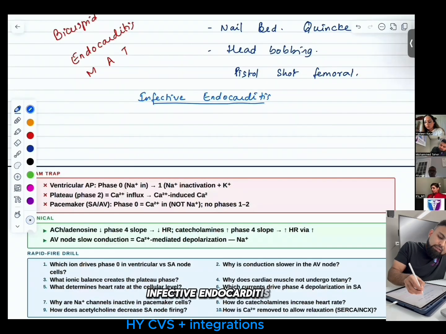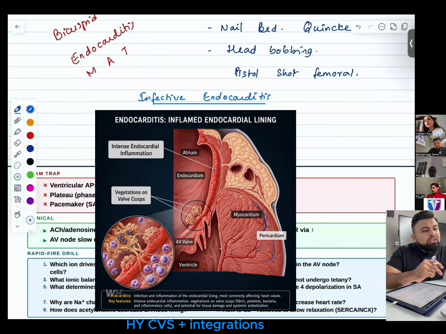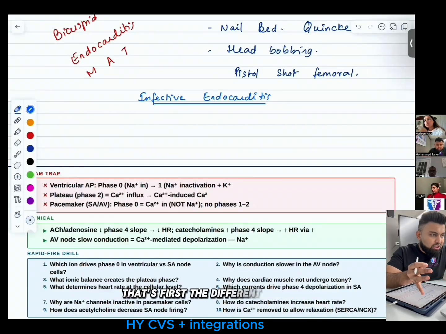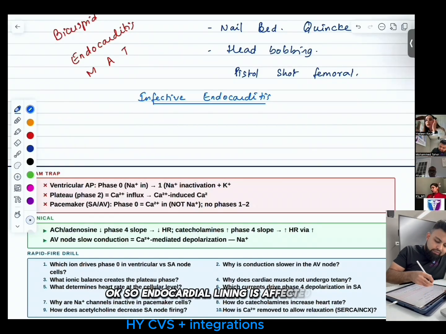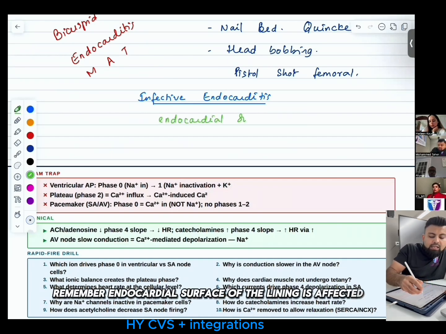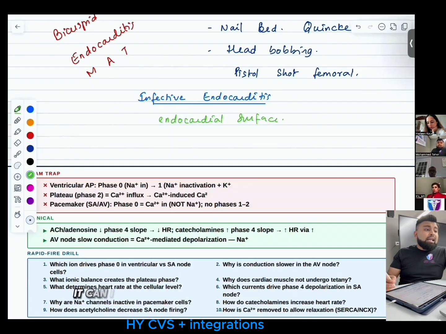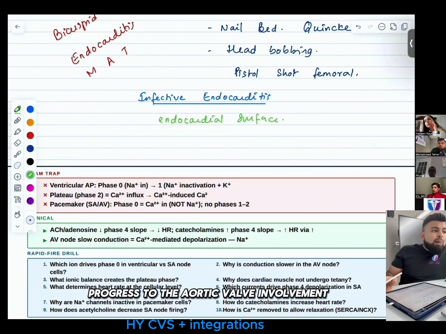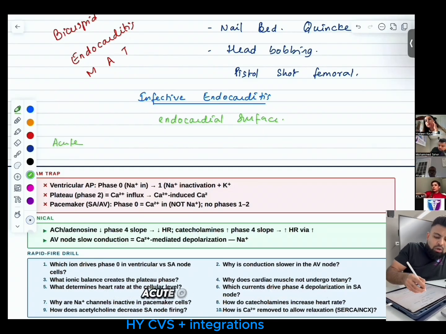Infective endocarditis involves the continuous endocardial lining. We know that there are various different etiologies or different pathogens which are responsible for infective endocarditis. Among these, the first thing you have to remember is acute or subacute. That's the first differentiation. Remember, the endocardial surface or the lining is affected, and the simple thing is, it can involve more than one heart valve. So it can start maybe with the mitral valve and later on progress to aortic valve involvement. But then remember, it could be either acute or subacute.